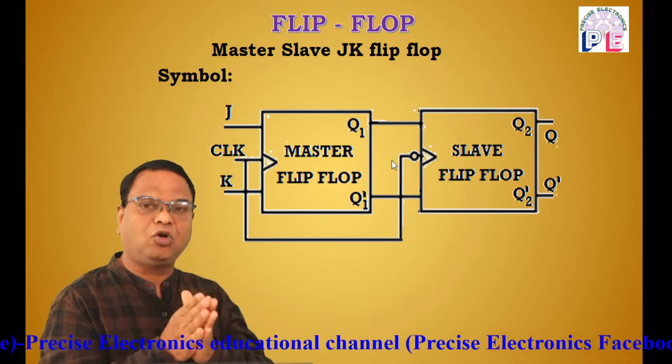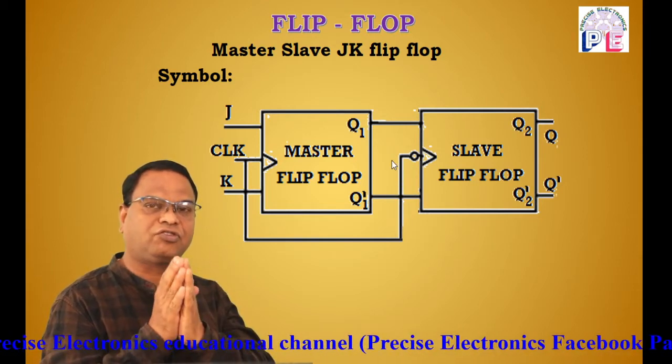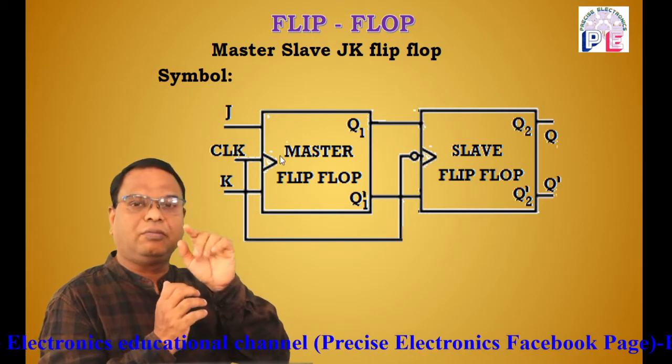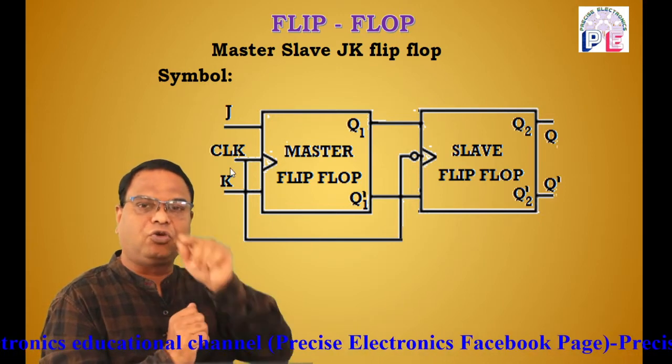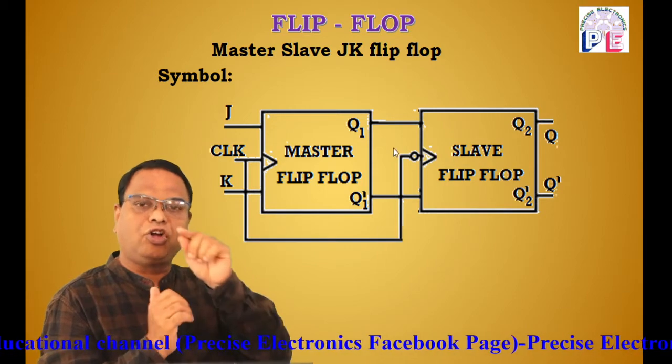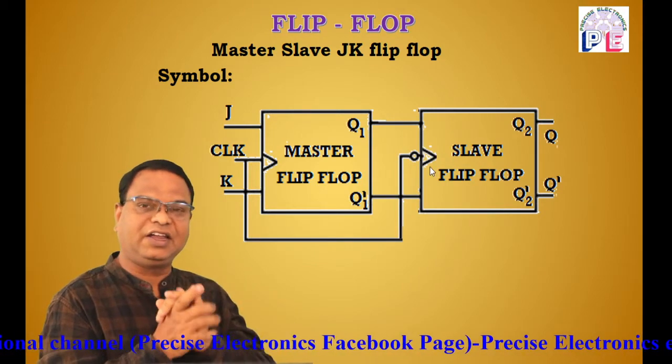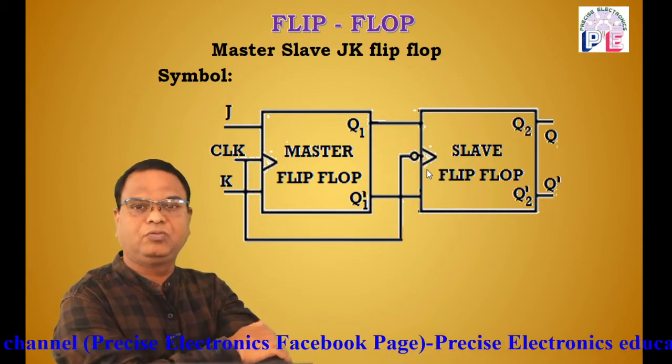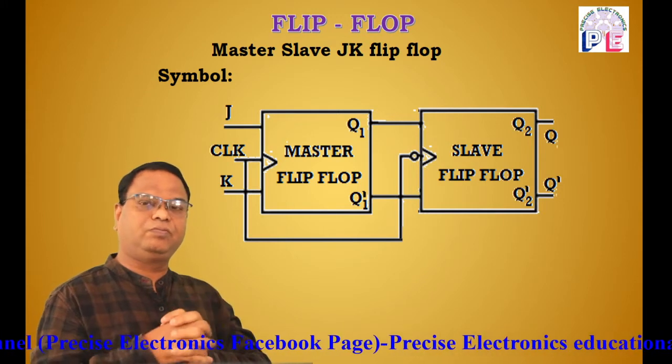So that is the symbol of the master slave JK flip-flop, in which the master is basically positive edge triggered, so only a triangle is there, while the slave is negative edge triggered. So along with the triangle, the bubble is there, that indicates the negative edge triggered flip-flop. So that is the master slave JK flip-flop.